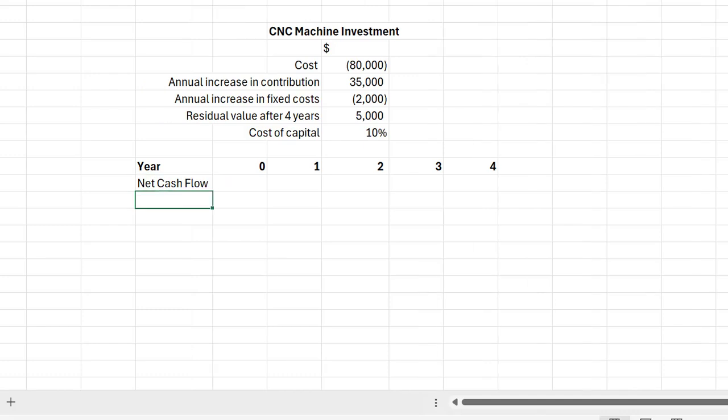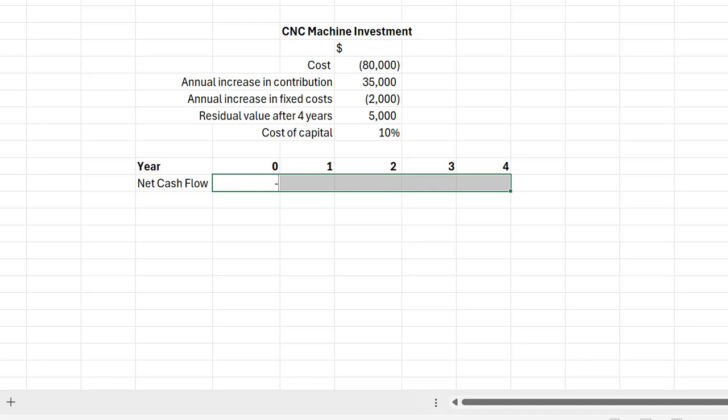Because these are simple numbers, I will just show each cell as a net cash flow. If it were a bit more complex, I could use the rows above to work out the positive and negative cash flows. So in year 0, I'll spend $80,000 on that machine. In years 1 to 4, I'm going to earn that $35,000 of extra contribution from making my units faster, selling more of them. However, I've got to pay a new fixed cost, so I'm going to take off, subtracting that $2,000 per year.